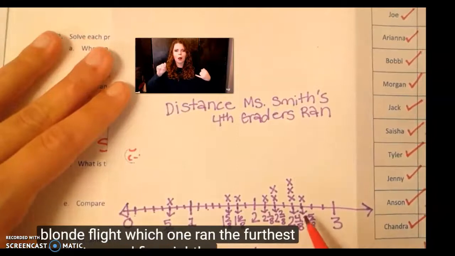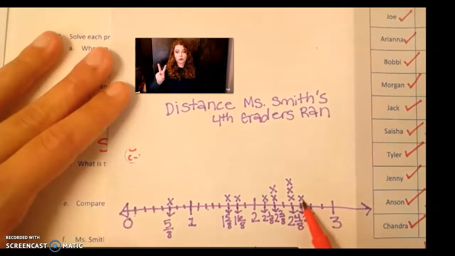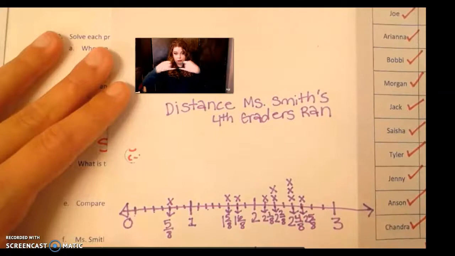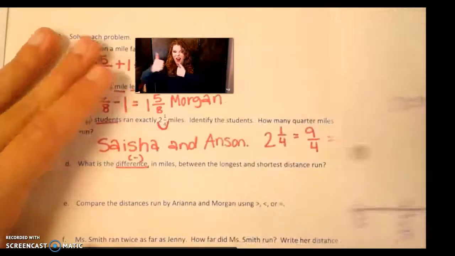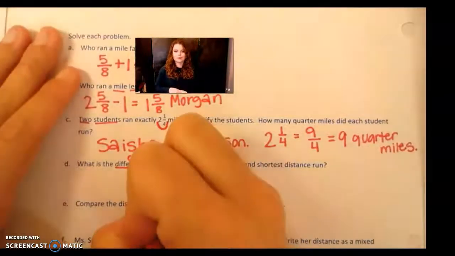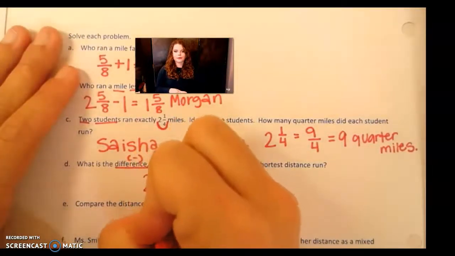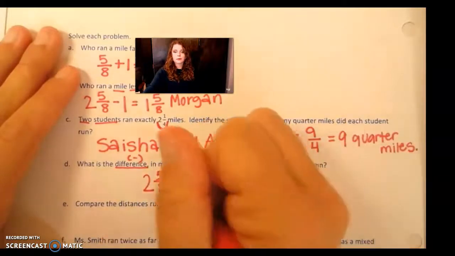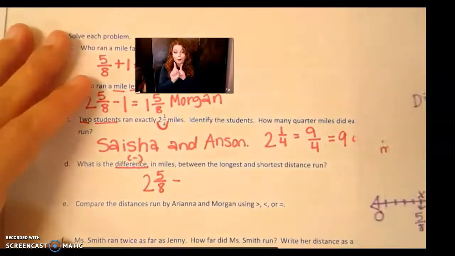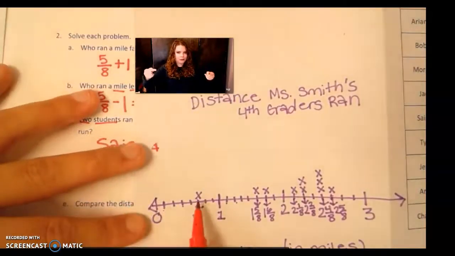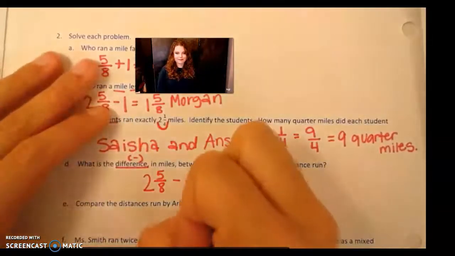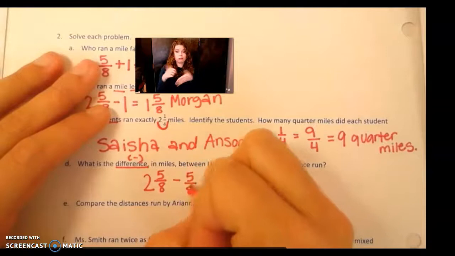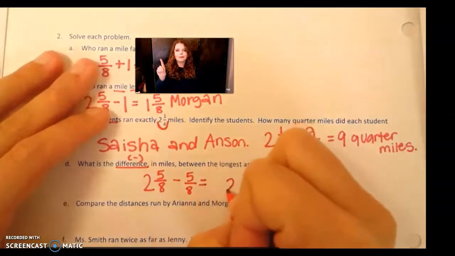I have 2 5/8 here. 2 5/8. That's the furthest distance. And then the shortest, if I bring my data back in for you to see, the shortest distance was 5/8. So now I'm going to subtract and find the difference here, which would be 2.